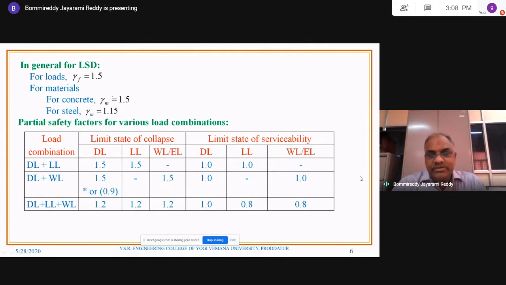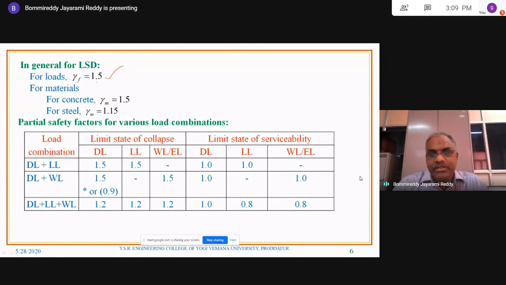In general, the partial safety factor for load is 1.5, if nothing is mentioned. Dead and live loads are the common loads that we use for all computations. In some special cases, the wind forces also come into the picture, and earthquake load also comes into the picture when it is considered in the design. Otherwise, normally for dead load and live load, it is 1.5 times. So gamma F is 1.5.